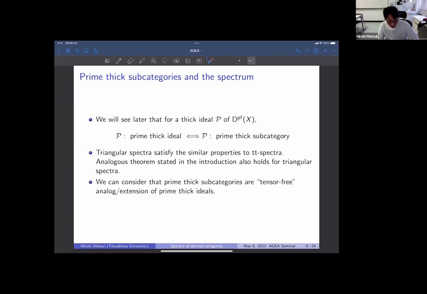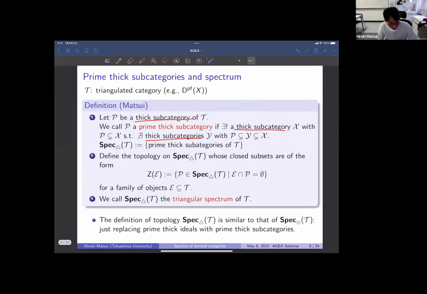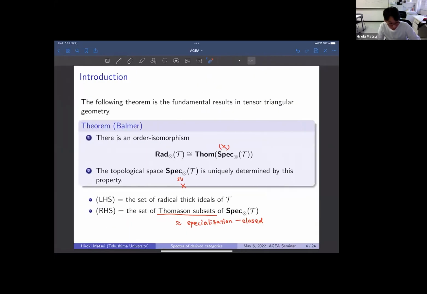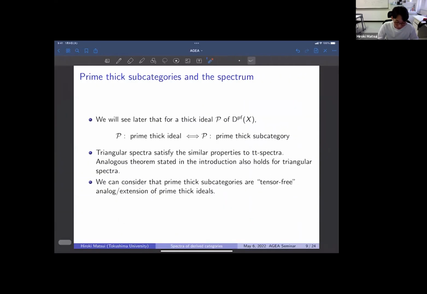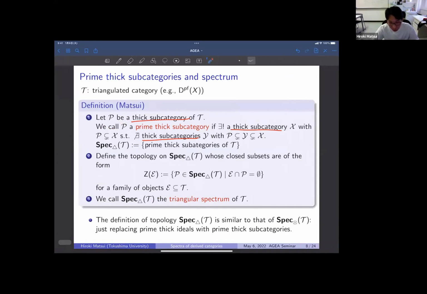The triangular spectrum satisfies similar properties to the TT spectrum. Indeed, in the introduction, I introduced this theorem by Balmer, and a similar result holds for the triangular spectrum. Therefore, we can consider prime thick subcategories as a tensor-free analog, or tensor-free extension, of prime thick ideals. This is the definition of prime thick subcategories.